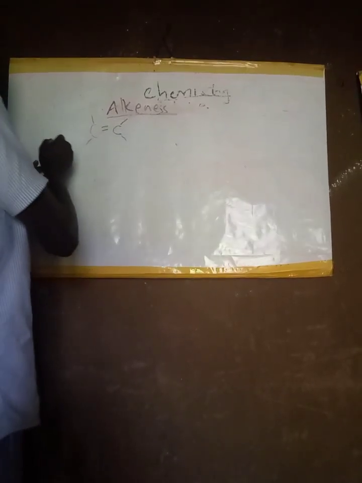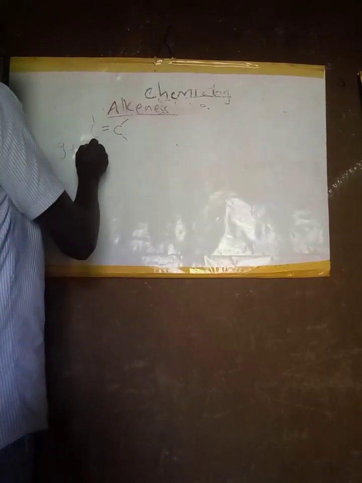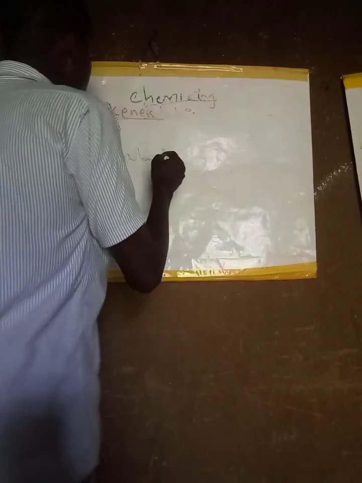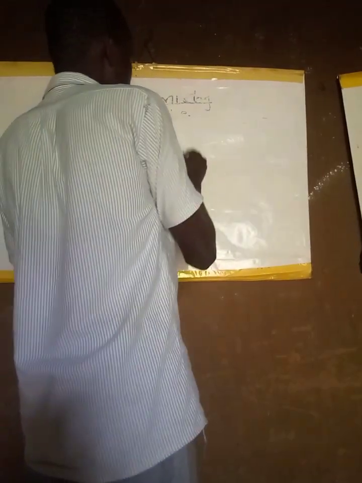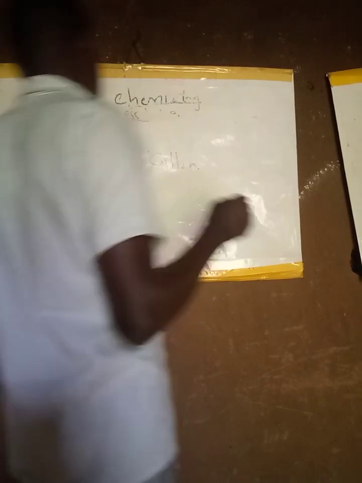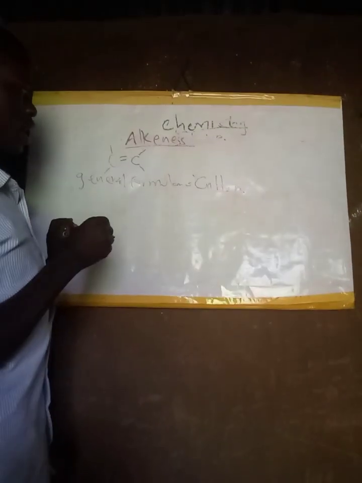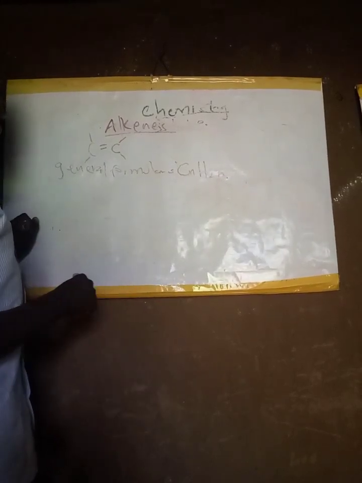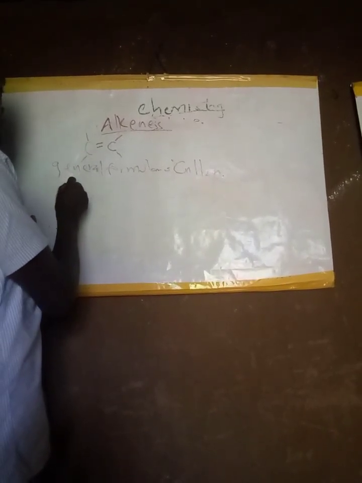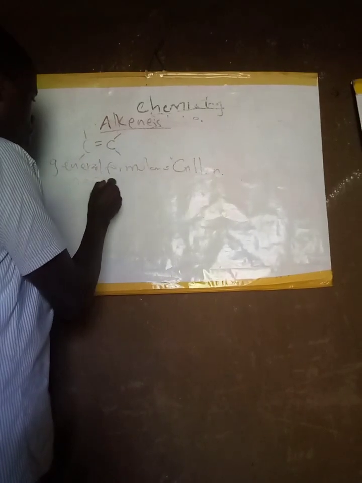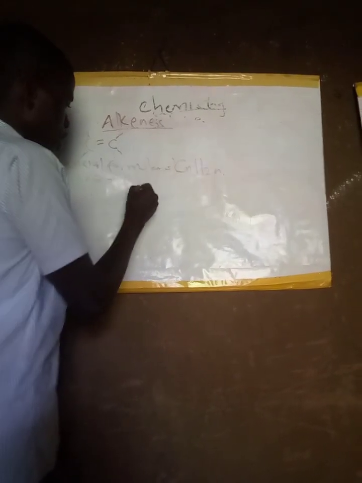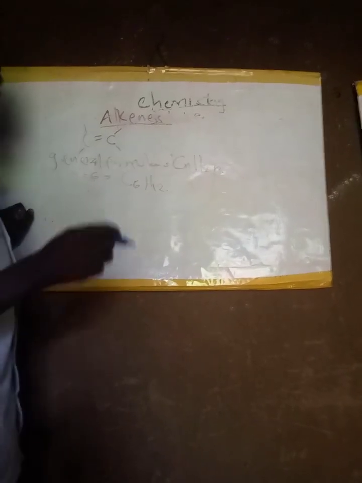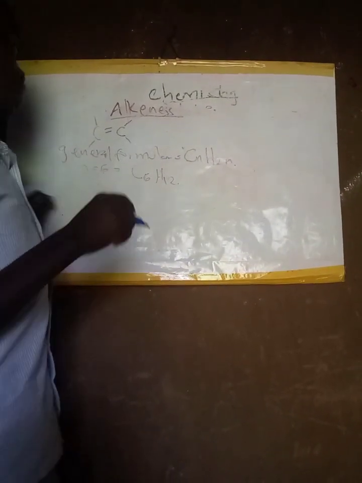We have the general formula for finding alkenes. This one is CnH2n. For example, they can ask you, or this one cannot ask you, but let's just use the formula to find an alkene with a number of carbon atoms n equal to 6. So this is C6, then H12. It takes 6 times 2, that is 12. That is now the general formula.